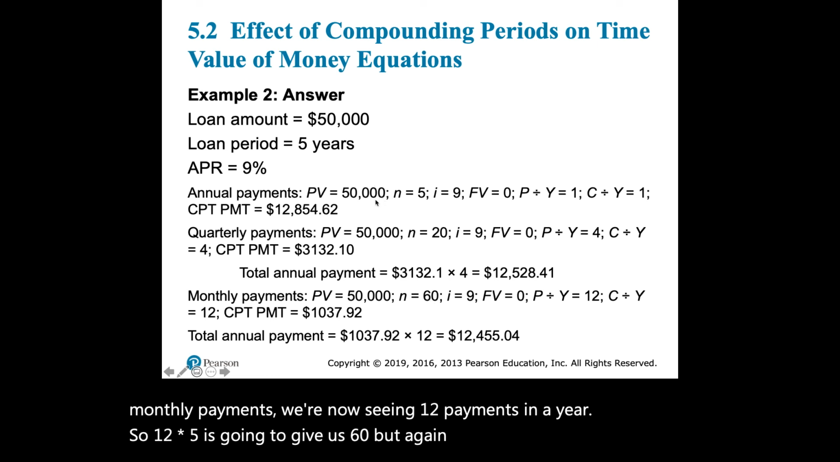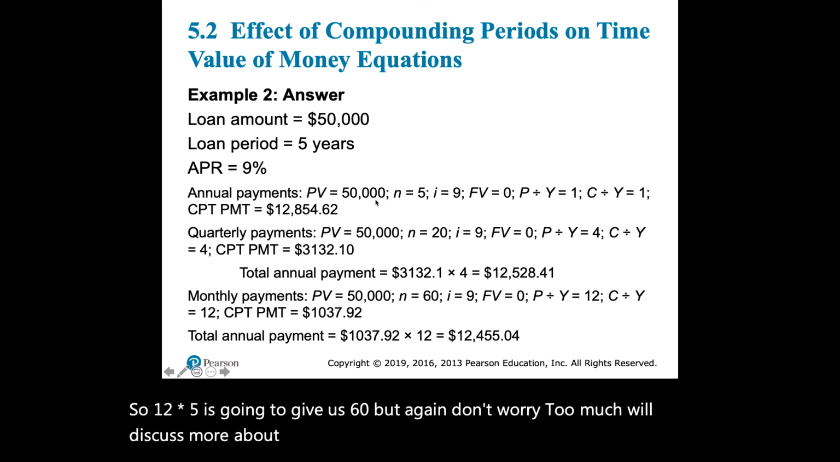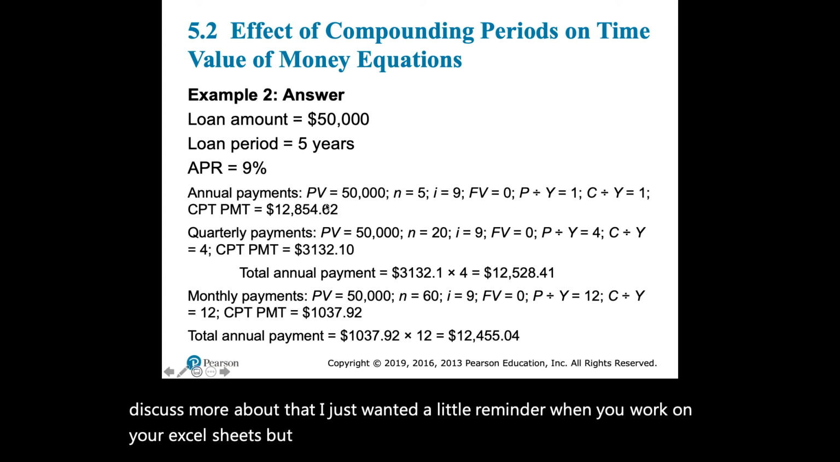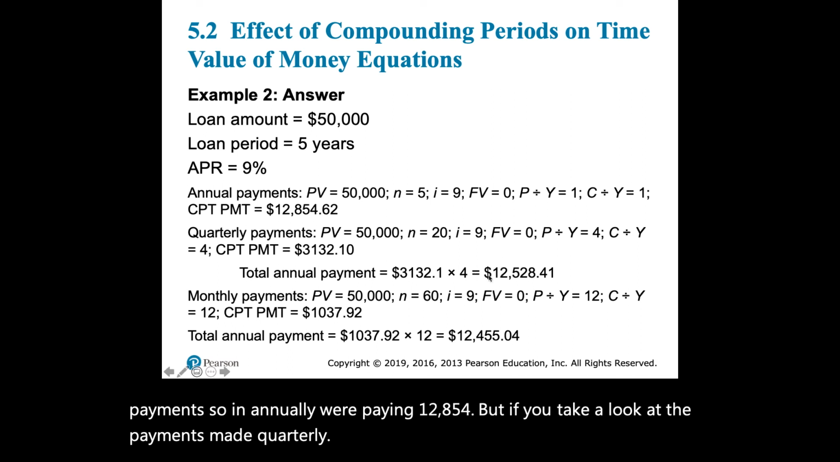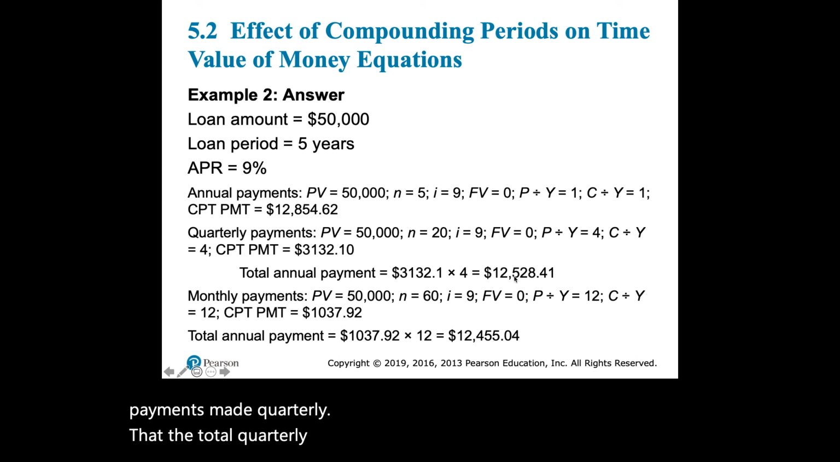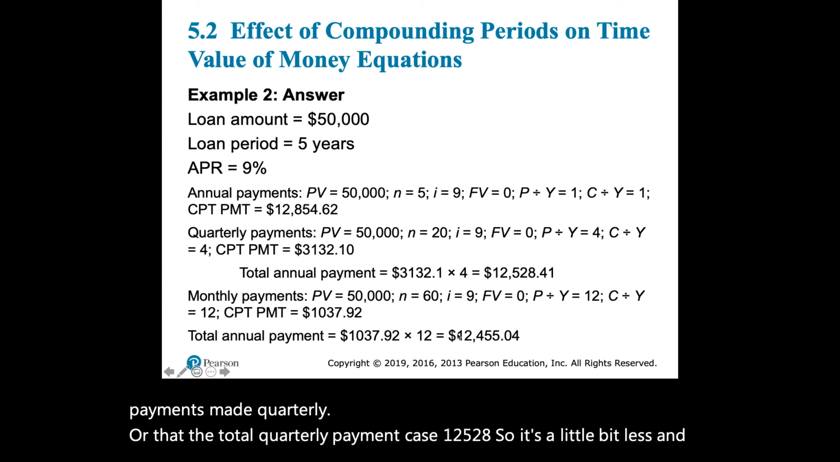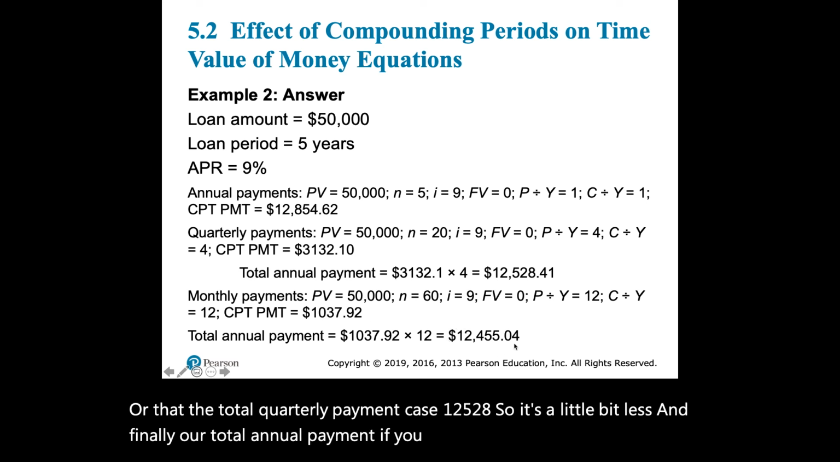But what's important about this is to take a look at the total payments. Annually, we're paying $12,854. If you take a look at the payments made quarterly, the total quarterly payment is $12,528, so it's a little bit less. And finally, our total annual payment if we pay monthly is $12,455.04. So you can see the more payments that we make, the less money we have to pay for that overall loan.